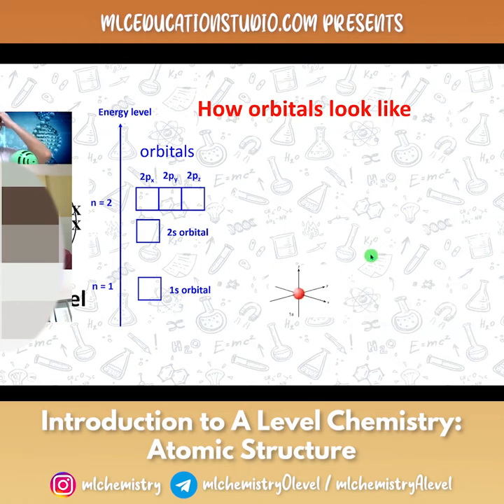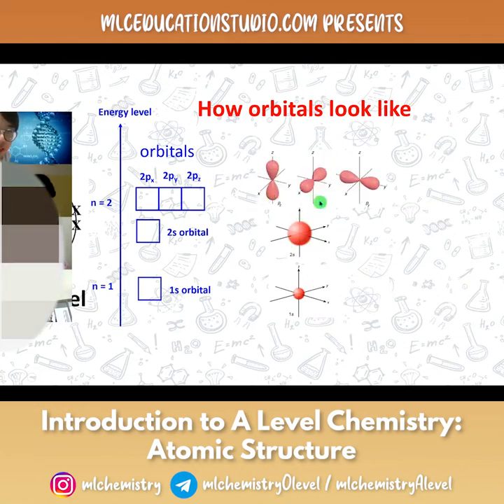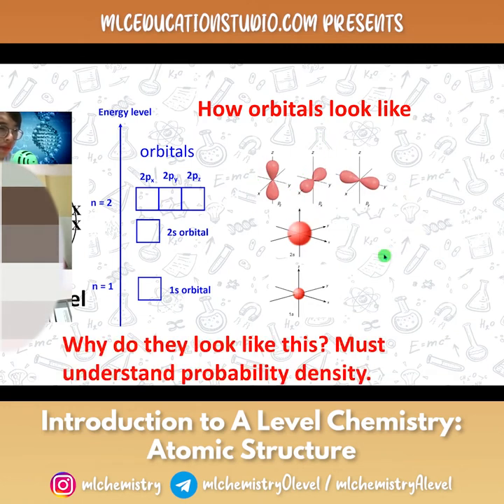Now, how do the orbitals look like? Orbitals have shapes, and later on I'll explain a bit more about this. We know that the 1s orbital looks like a sphere. The 2s is a bigger sphere, and the 2p is like a dumbbell shape. Now, why do they look like this? You must first understand probability density.